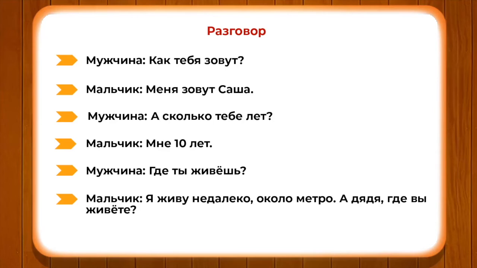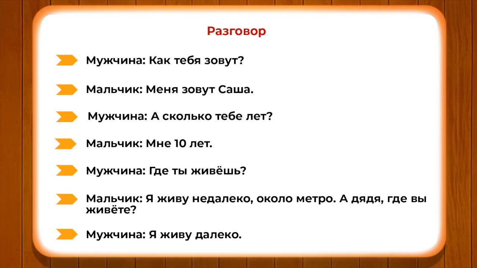So the boy is replying, я живу недалеко, около метро. So around the metro. А дядя, he is referring to the man as дядя. We have learned that дядя means uncle. Где вы живете? So he is replacing ты with вы. With respect, he is asking, где вы живете? That is why the construction changed. The man is answering, я живу далеко. I live far.